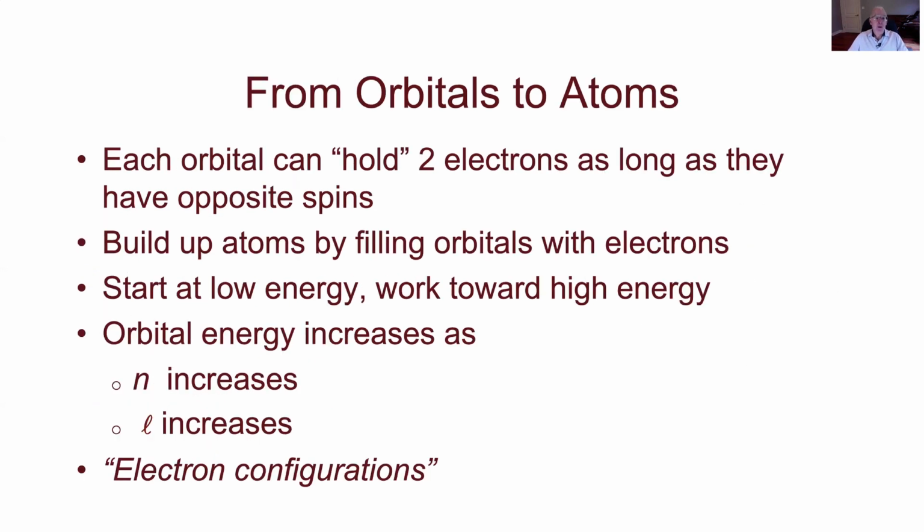All right, so let's talk about how we build up electron configurations, okay? We want to get from knowing about orbitals. Right now what we have is a set of orbitals, and we can put them in order by energy fairly well based on what we just talked about, okay?